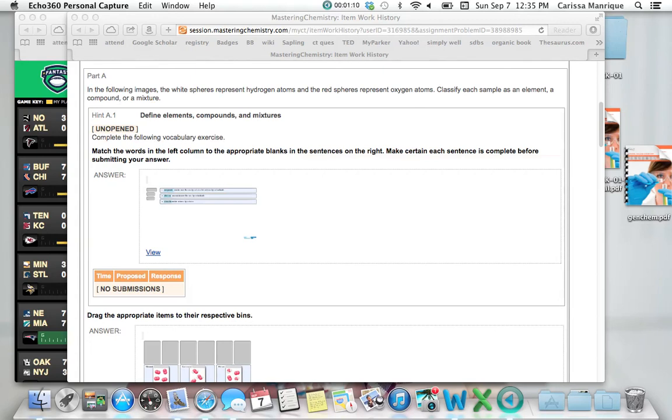A mixture is whenever you combine either two elements or two compounds, or an element and a compound, but it's a combination of two different things, so not bonded together. So it'd be like water plus salt. That's a mixture. Or air, for example. Air is made up of oxygen, nitrogen, argon, helium. Air is made up of a lot of things, so that is a mixture. Or sugar and water, that is a mixture.